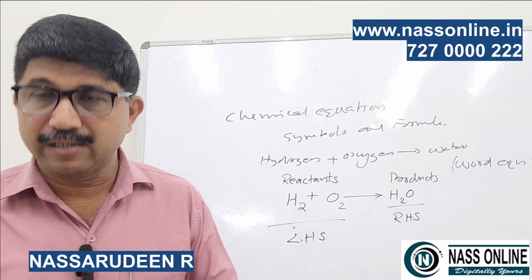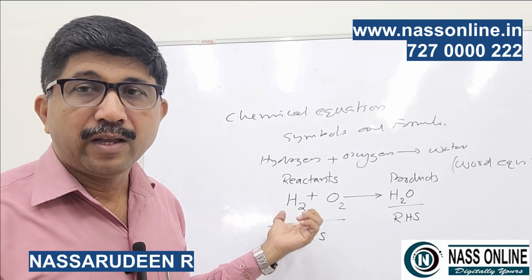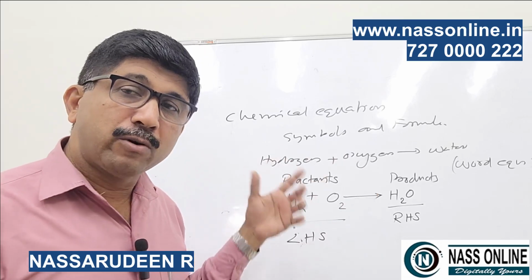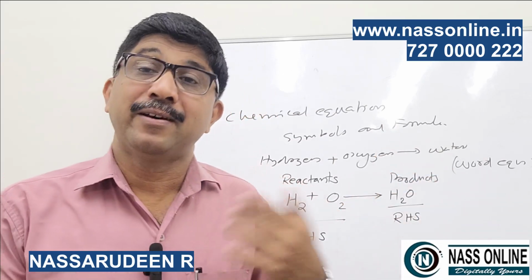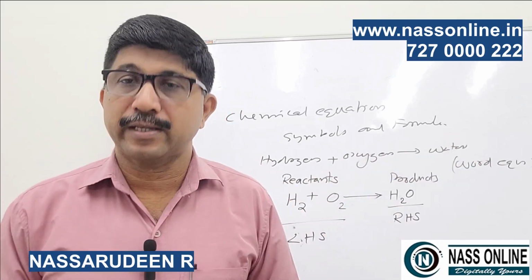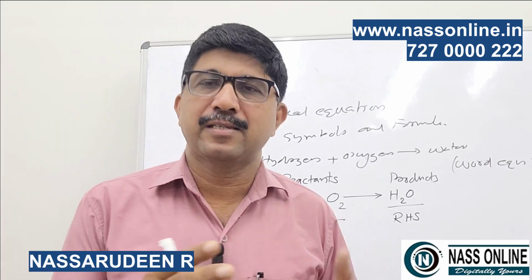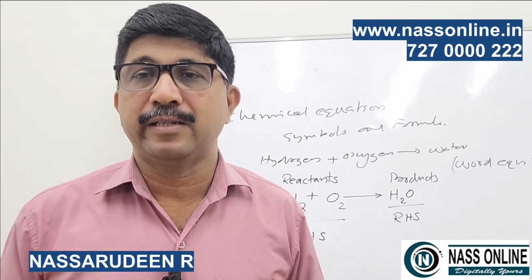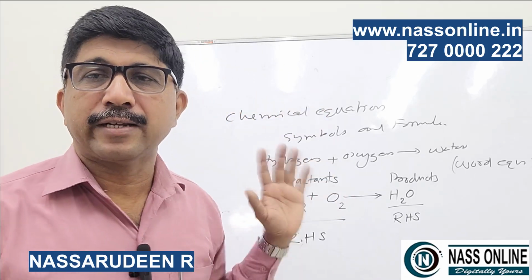In some reactions, there are two or more reactants and one product. In some other cases, two or more reactants react to produce two or more products. In other cases, one reactant splits into a number of products. So the number of reactants and products depends on the nature of the reaction and the conditions. Okay, we will see the balancing of chemical equations and other things later.